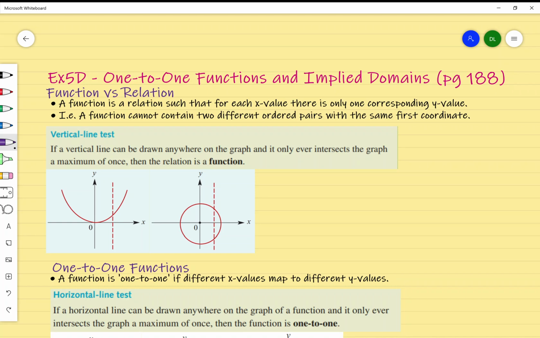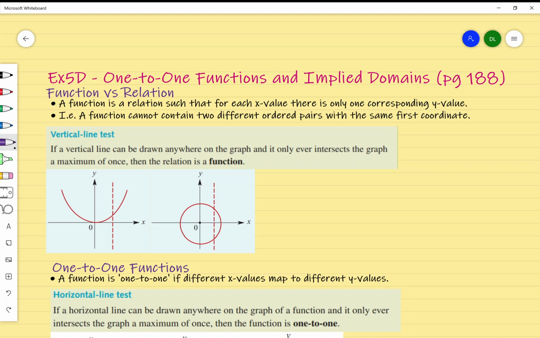So, for example, if you had x squared plus y squared as a relation, you couldn't put that in the ClassPad. It likes a function. For each x value, there is only one corresponding y value. In other words, a function cannot contain two different ordered pairs with the same first coordinate.